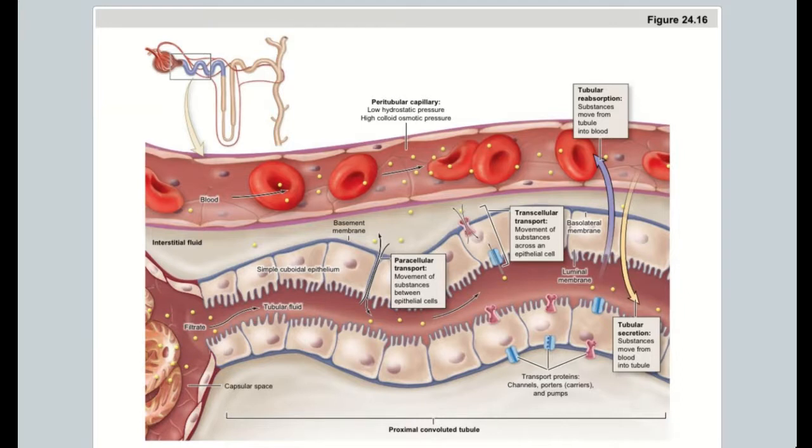The normal pH of urine is between 4.5 and 8.0, so urine can be acidic or basic based on what's found in it, and it really kind of depends on your diet too.